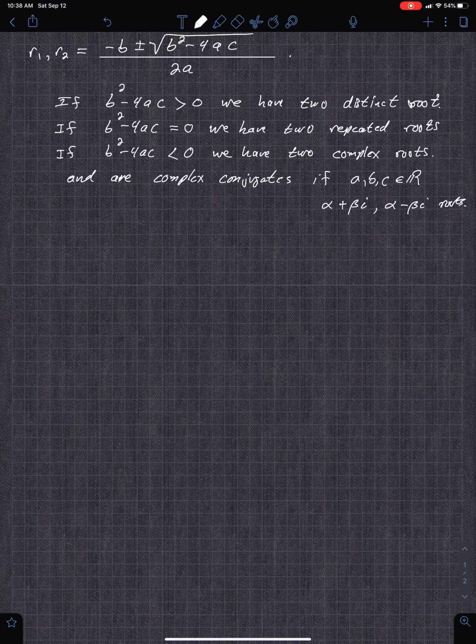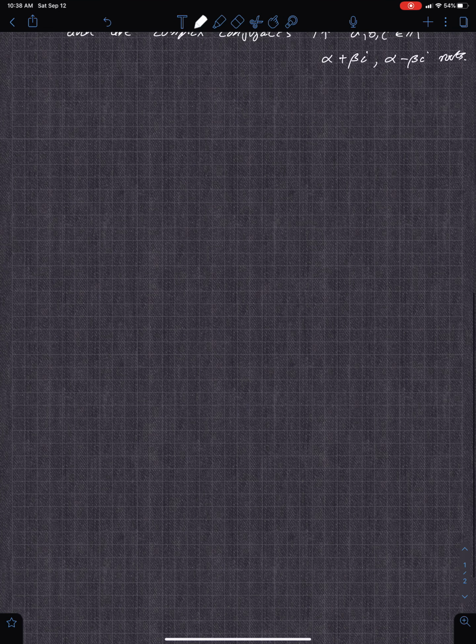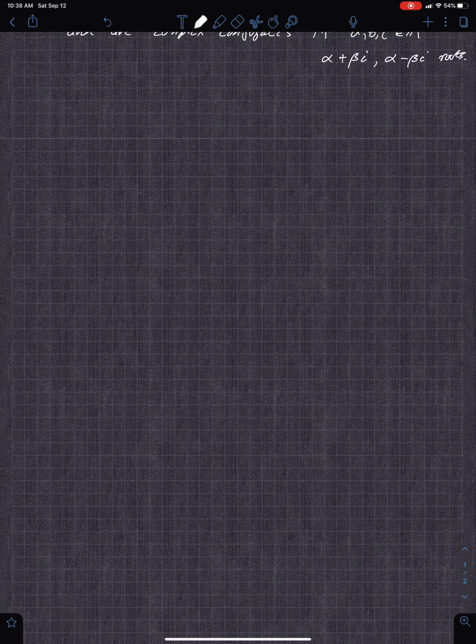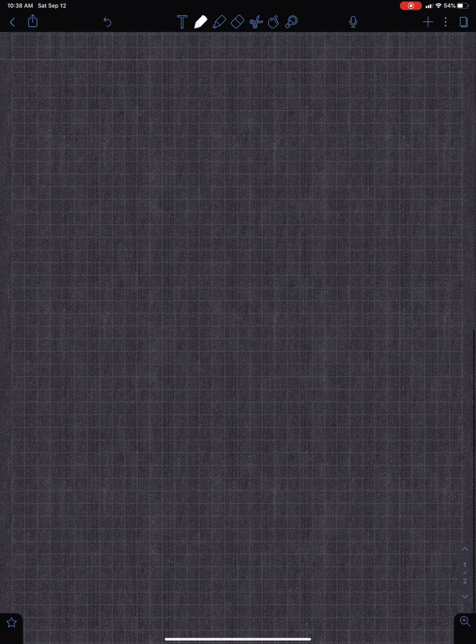So let's look at just an example of how you would use this, and then we'll look at a little more of the theory stuff. So look at this example. This is number 2 in this section. Solve y double prime plus 6y prime plus 9y equal to 0.